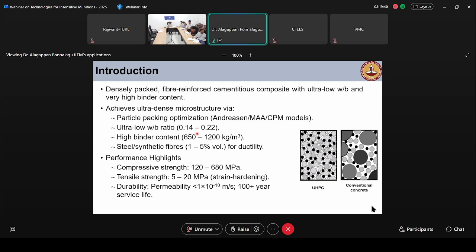And one of the most important things is also durability. Since particles are packed very well and the permeability is very low, it can even last for 100 plus years with very minimal interference with the service and other activities.